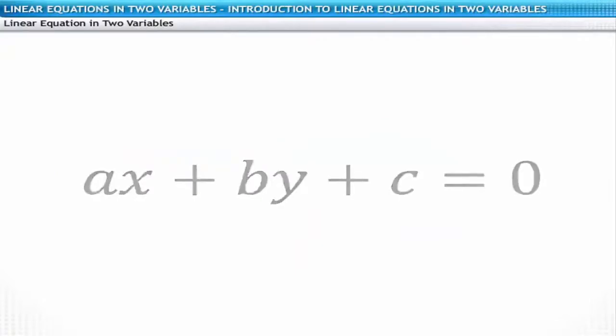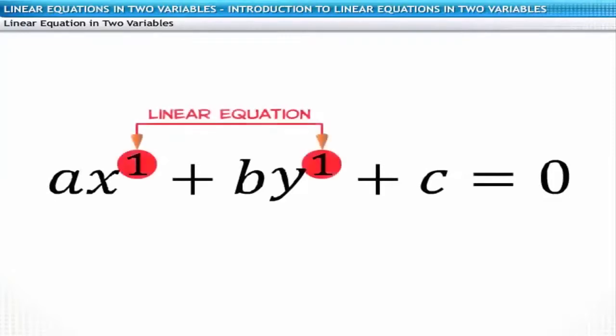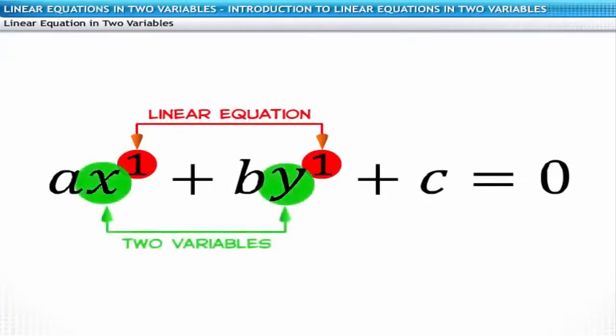This equation can be represented as follows. The equation is called linear because the equation is of the first degree. There are two variables in the equation, namely x and y. Such an equation is called a linear equation in two variables.